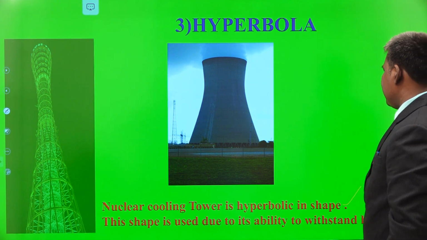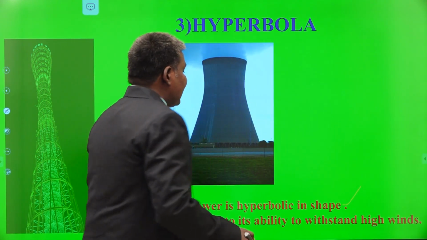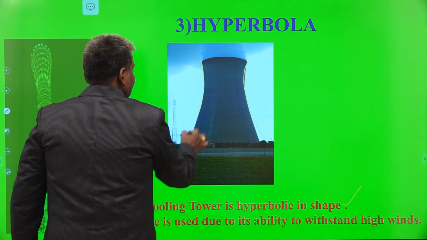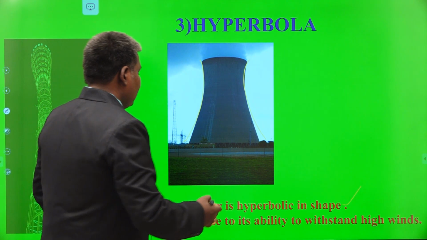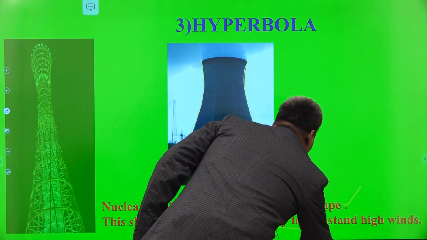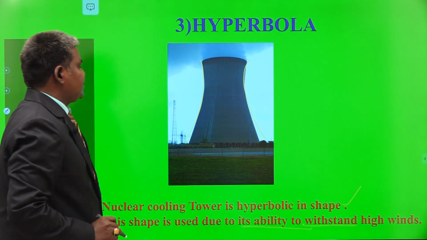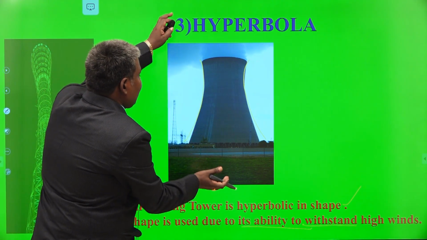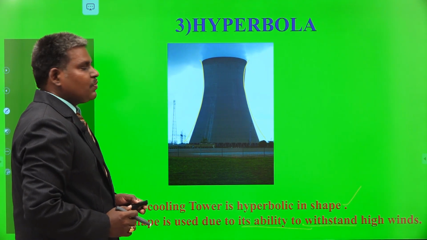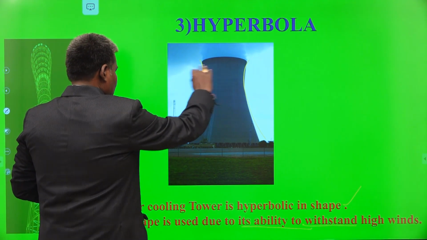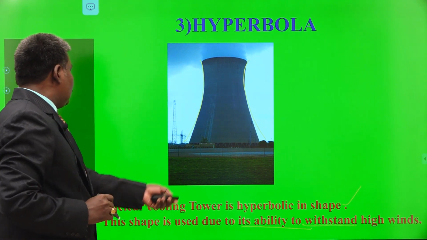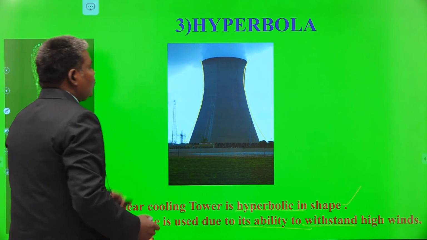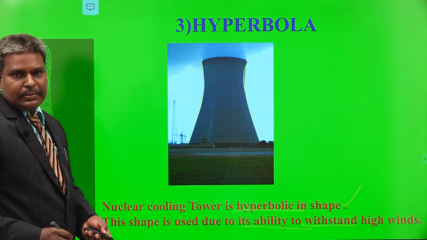This shape is used due to its ability to withstand high winds. If you frame it in this shape, it can withstand high winds and uses less material. With less material, we get the maximum volume. So nuclear cooling towers should be framed in a hyperbolic shape. That is why we use hyperbolic shapes in this manner.